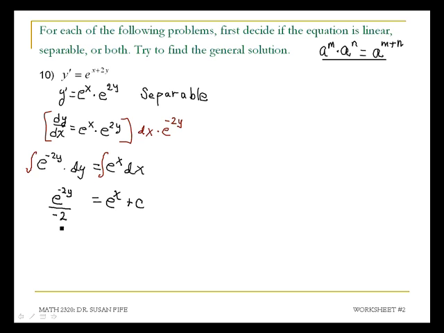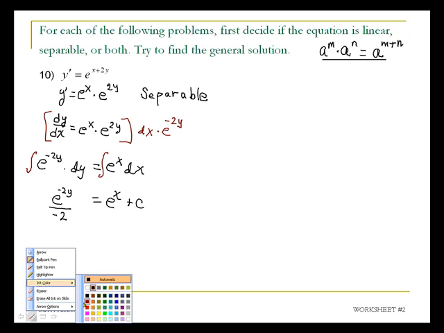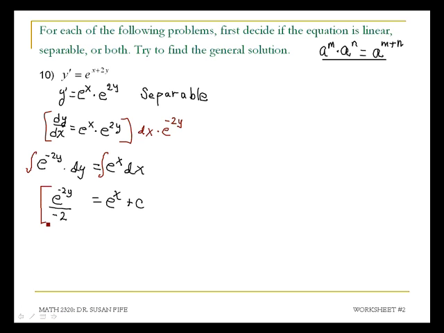Now, here we have our solution, but if at all possible, you want to try and solve for y. So I'm going to start solving for y by first multiplying by negative 2 to get this negative 2 out of the denominator. When I multiply by negative 2, that's going to leave me with this exponential on the left side, e to the negative 2y. And on the right side of the equation, I get negative 2 e to the x minus 2c.